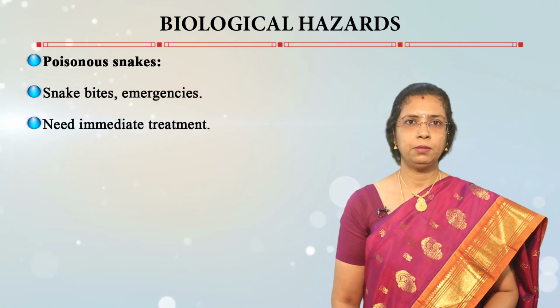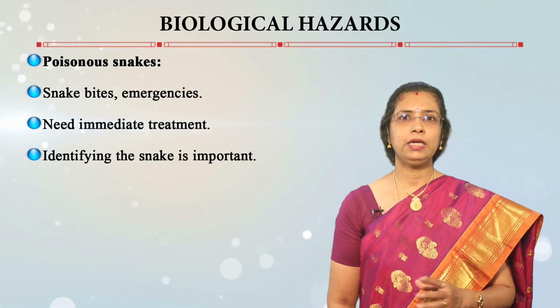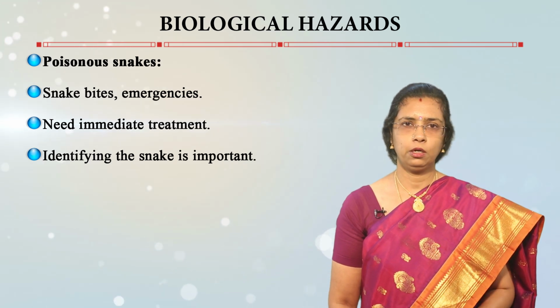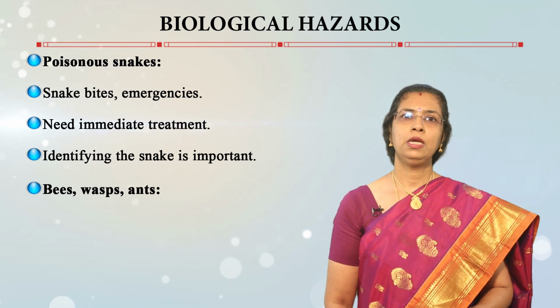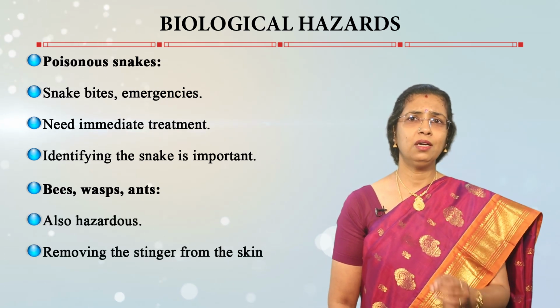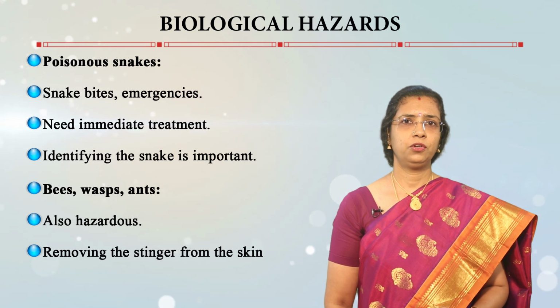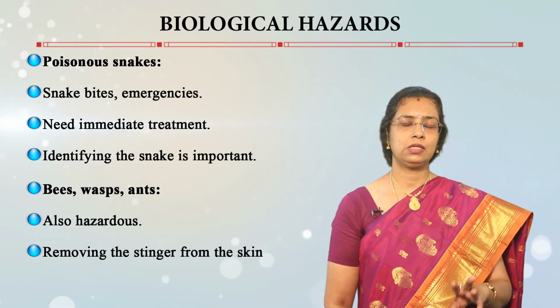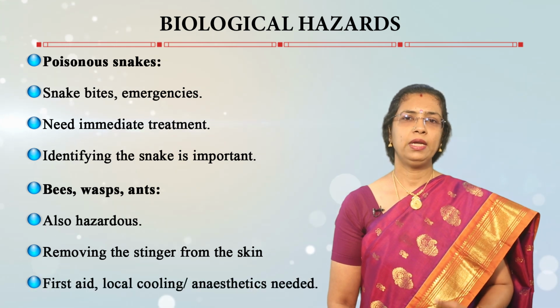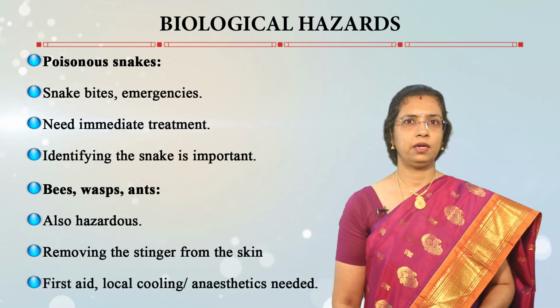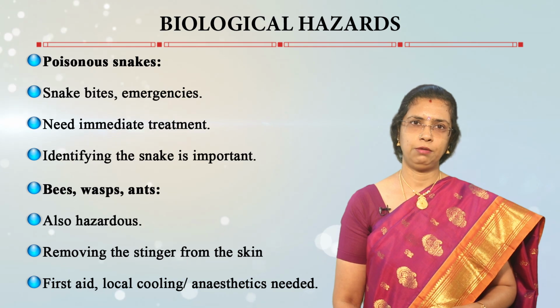They need immediate treatment, and identifying the type of snake is also important, and the venom has to be removed. Bees, wasps and ants are very common among forest workers, so they are hazardous, and removing the stinger from the skin is the first important step, because otherwise it will keep liberating that liquid histamine. So first aid, local cooling, anesthetic and antihistamines are all needed, and they should keep them with them as safety.